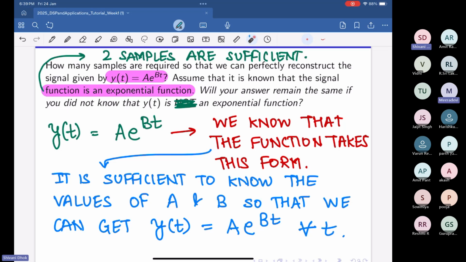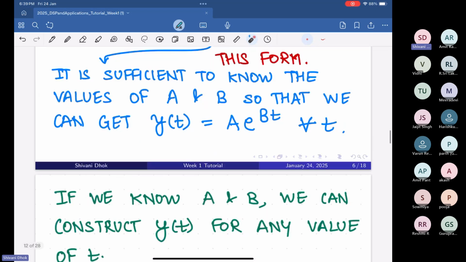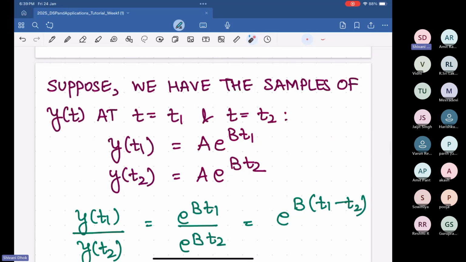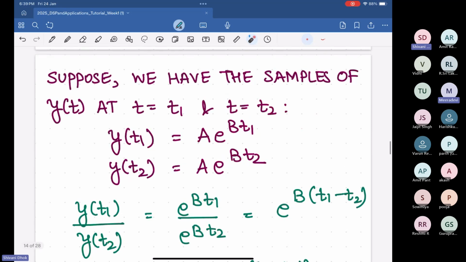So here the A and B are the two constant values. With that, how can you say two samples are sufficient? So this A and B are constant values, right? Yes, two constant values to find the values of y of t. Then how are you saying that two samples are sufficient?